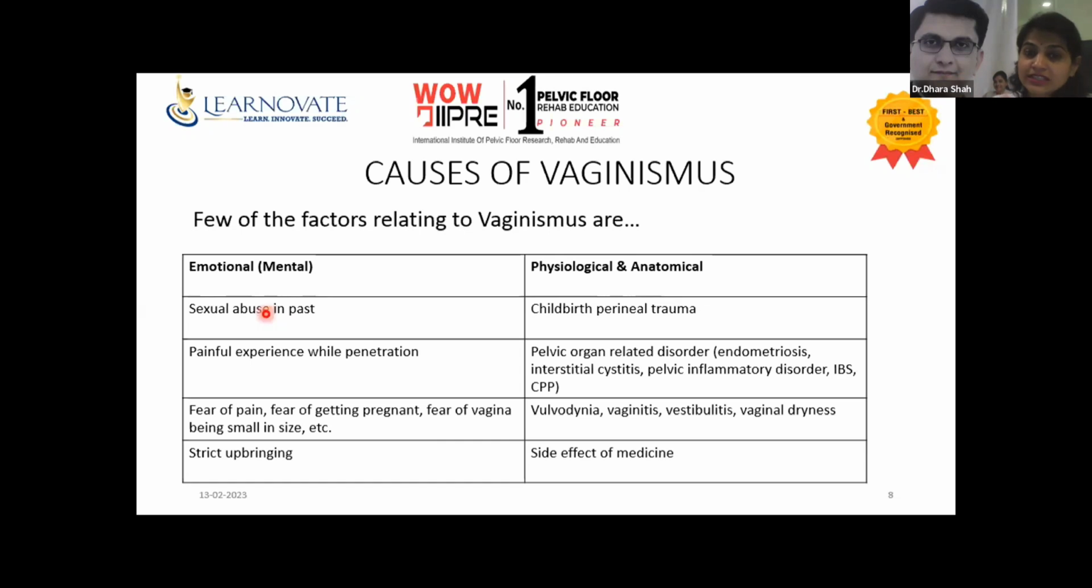And sexual abuse need not necessarily always mean abuse to the extent of penetration. It can be a touch, and just a simple unwanted touch can even lead to a brain reaction, irritation, and withdrawal from the activity. So it is a very prominent thing in the history portion. A painful experience while penetration, so the first attempt itself is very painful. A fear of pain, fear of getting pregnant.